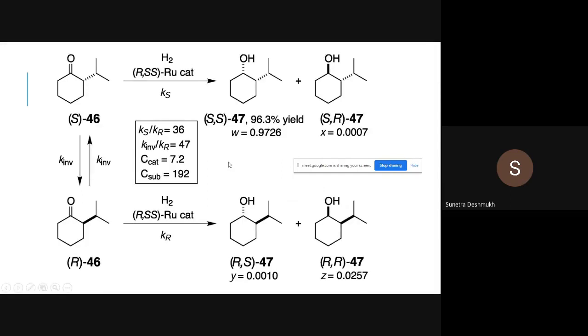One more example, a cyclohexane with an isopropyl group on the second position. Hydrogenation reaction with this ruthenium catalyst. Here also you will get enantiomers. Pay attention to the starting molecules of enantiomers we will get here.